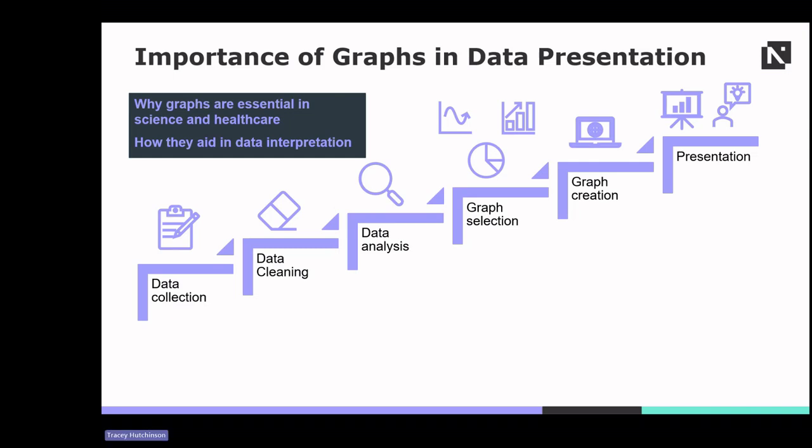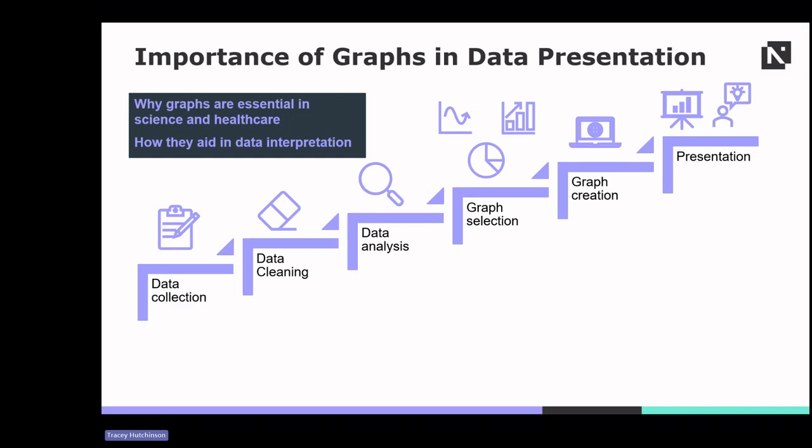Creating a graph involves plotting the clean data and selecting appropriate design elements. During this phase, you can convert your data into a visual format, making sure it's clear, accurate, and effective. Attention to detail in graph creation, such as labeling axes and choosing the right scales, ensures that your audience can easily interpret the data. Well-designed graphs provide clarity and enhance understanding.